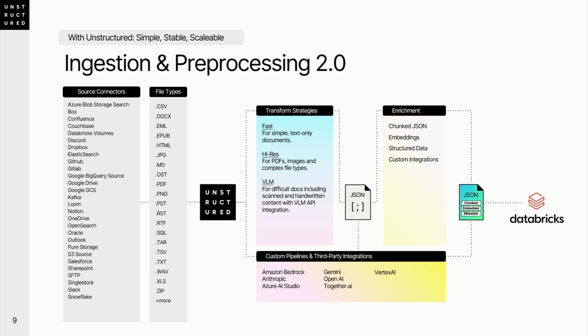This is what it looks like. There are today around 50 connectors available right now. Our connector framework is open source. You can contribute them yourselves. We work on 67 different file types.